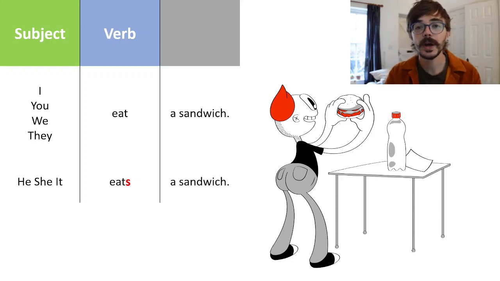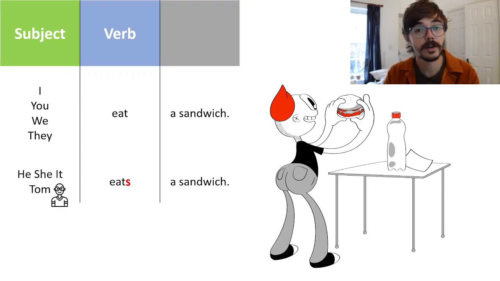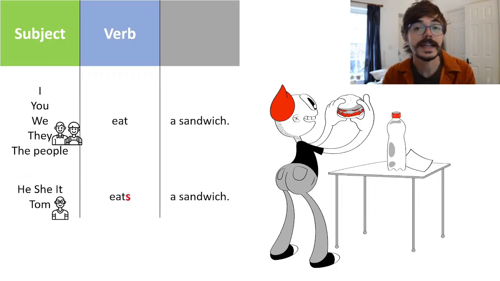Now we can also put a name. Instead of he, she or it, we could say Tom. In that case, we're talking about he. So we say Tom eats a sandwich. The same for they. We can replace they with another noun. For example, the people eat sandwiches, or the people eat a sandwich if they share the sandwich.